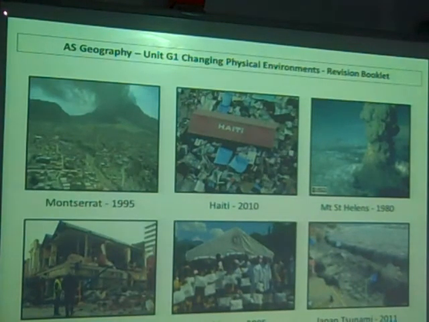There are a host of examples out there. We will be doing 1 or 2 in detail, however, these might be handy ones to remember. Montserrat in 1995, Haiti in 2010, the ever famous Mount St Helens in 1980, those are all for volcanoes, and for earthquakes, Christchurch in 2010, Pakistan in 2005, and the most recent, the Japan tsunami of 2011.